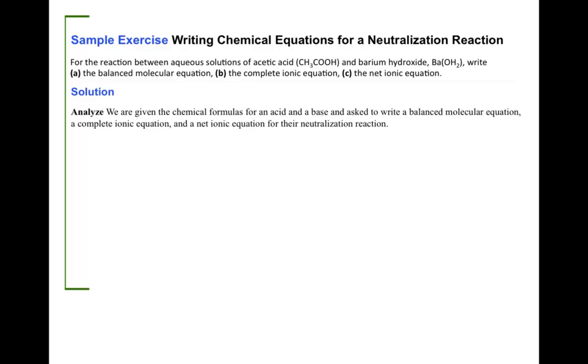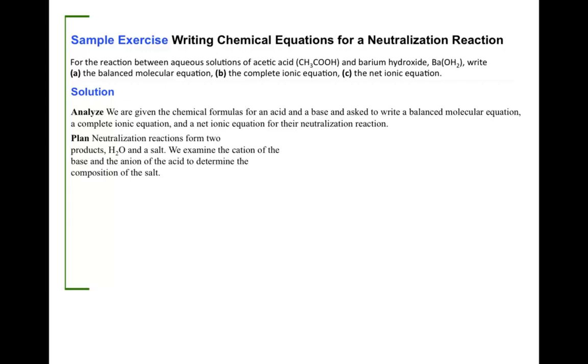So we are given the chemical formulas for an acid and a base and asked to write a balanced molecular equation, a complete ionic equation, and a net ionic equation for the neutralization reaction. So the plan is that we know the neutralization reaction forms two products, water and a salt. We examine the cation of the base and the anion of the acid to determine the composition of the salt.